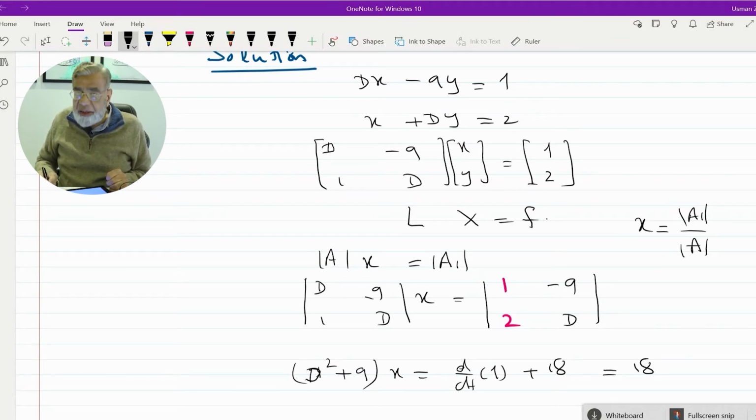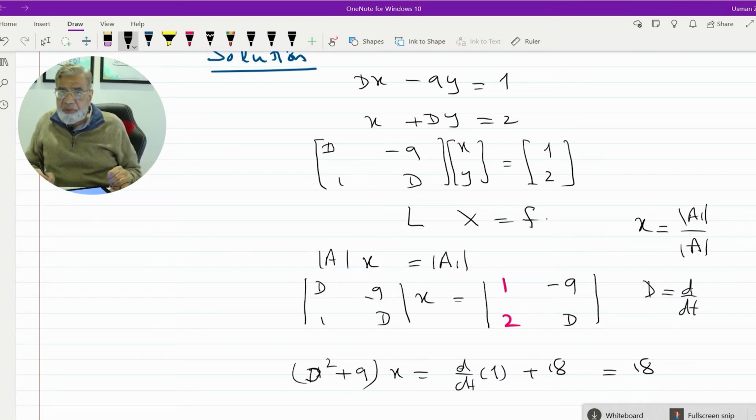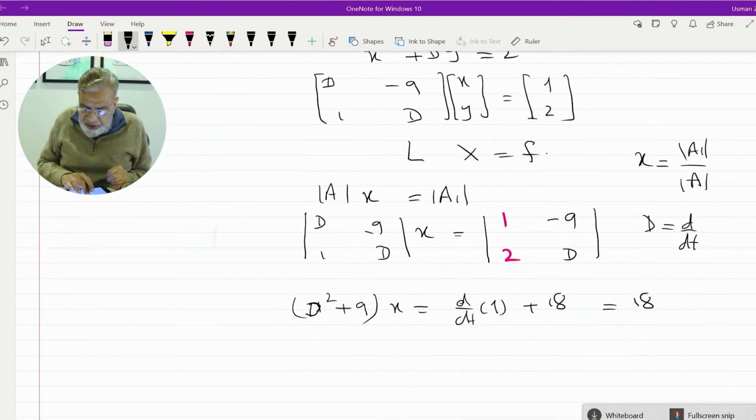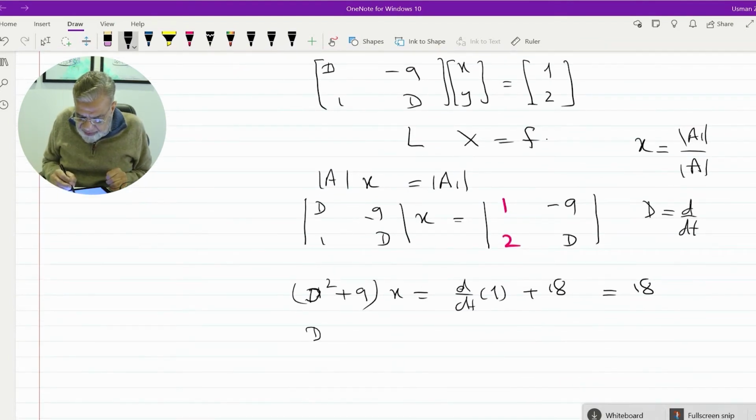So here D is our d by dt. We must not forget it. This means when we multiply 1 by D, we differentiate 1 with respect to t. So the derivative of this one will be equal to 0, and here we get the minus sign, and we get plus 18. So the differential equation I get is D squared plus 9 x is equal to 18. This is my differential equation, a non-homogeneous differential equation, as I mentioned before.